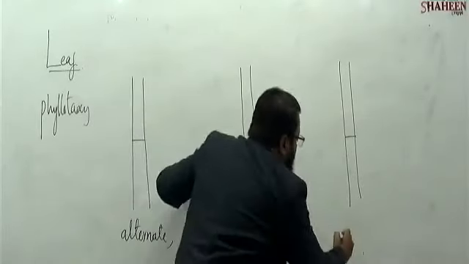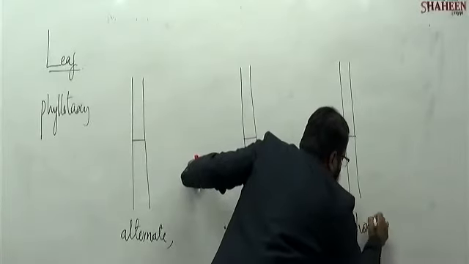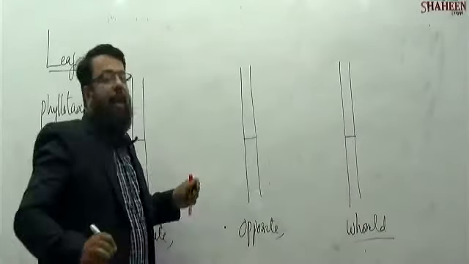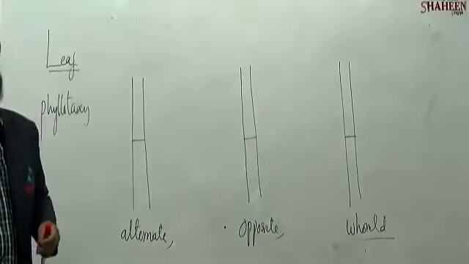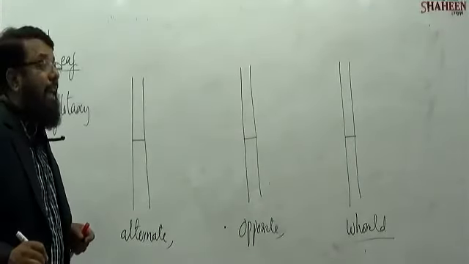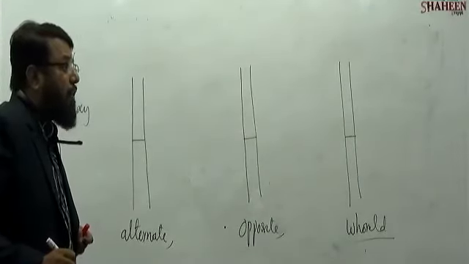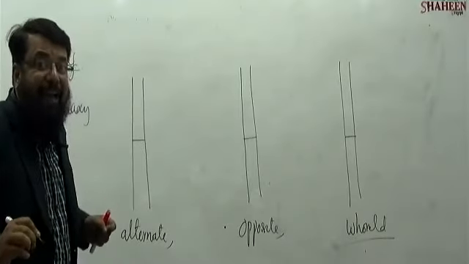Another one is whorled. So we have three types of phyllotaxy. What is phyllotaxy? The arrangement of leaves on the stem or branches is called phyllotaxy.